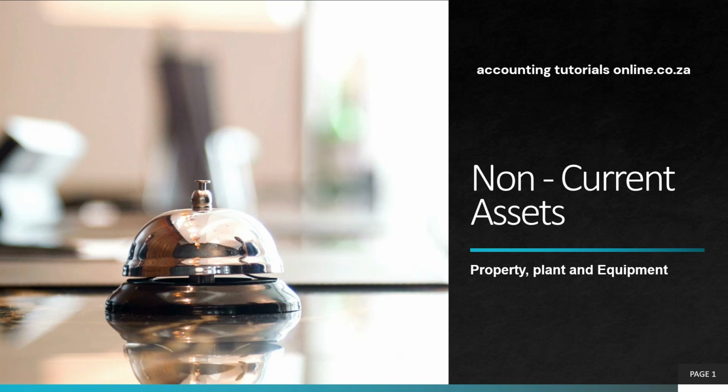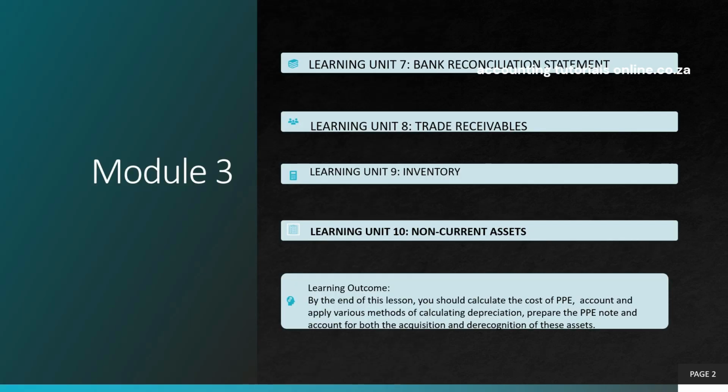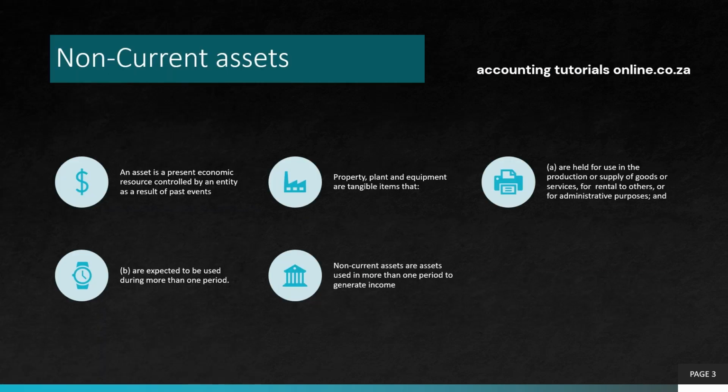Welcome to Learning Unit 11, where we are covering non-current assets, specifically property, plant, and equipment. Our aim for this session is that you should be able to calculate the cost of PPE, account and apply various methods of calculating depreciation, prepare the PPE note, and account for both the acquisition and derecognition of these assets.